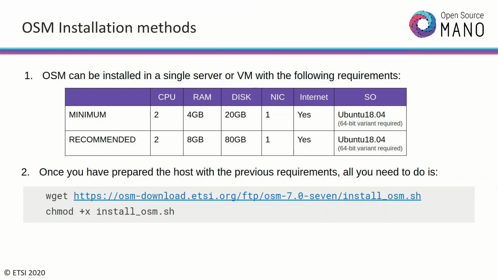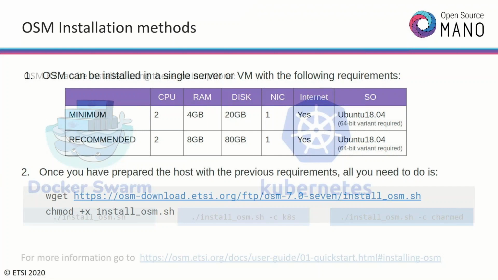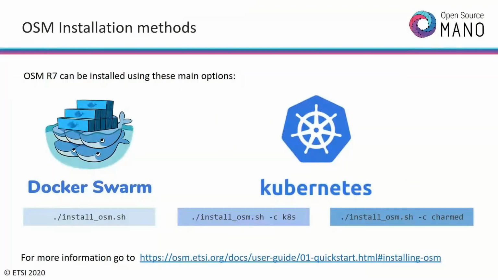So with these steps, we're ready to start our installation. For installing OSM, we offer two main options. The first option is to run using Docker Swarm, and this method we were using during these years, and we have released a new method of installing OSM over Kubernetes. This is released in this Hackfest with OSM release 7.